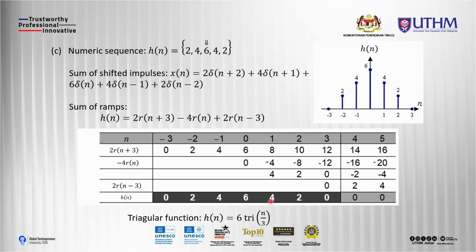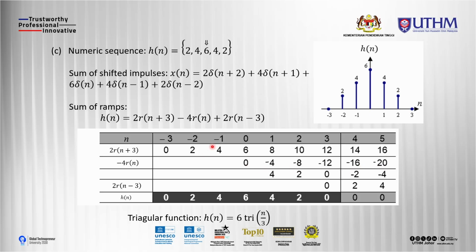The next answer that you want is 4. But how to get 4? From 8, you must minus 4, so 8 minus 4 you get 4. To get 2, 10 minus 8 you get 2. From here you notice that the trend is more or less like a ramp also, but a negative ramp. So you can put -4, because every increment is 4. So -4 ramp function starts at n equal to 0, and you write 0, -4, -8, -12, -16, -20.